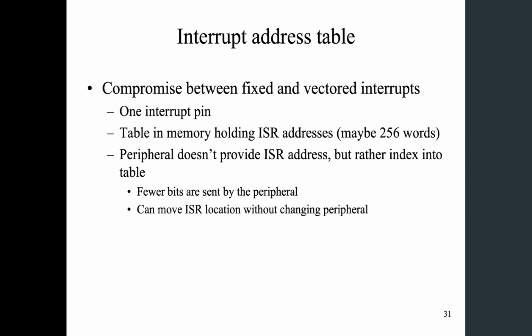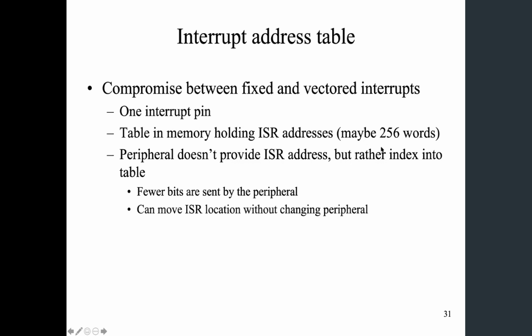Also, beyond the fixed interrupt and vectored interrupt, we have a third kind, which is using the interrupt address table. It's a compromise between fixed and vectored interrupt. We still use one interrupt pin, and the table in the memory will hold ISR addresses. The peripheral does not provide an address, but will use an index into the table. So let's say the table has 256 words. Each word is an address that the microprocessor can use to find the ISR.